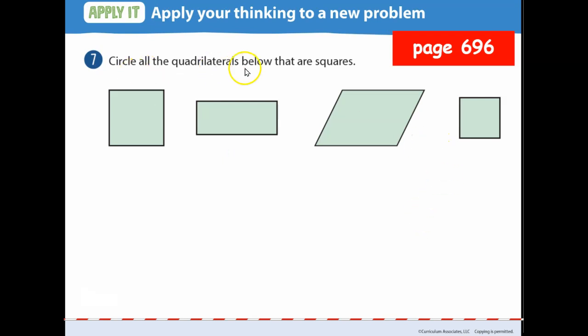Look at this one. It says circle all the quadrilaterals below that are squares. I'm on page 696. Is the first one a square? Yeah. Is the second one a square? No. Is the third one a square? No. And is the fourth one a square? Yes, it is. Boom. Partito dropped the mic.